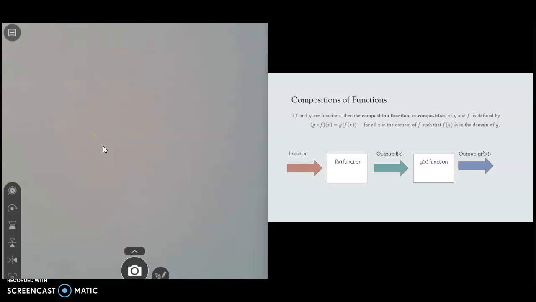Hi, welcome back to section 9.3. The next thing we're going to look at is compositions of functions. So what's going to happen here is we will have a couple of different functions. So let's call them f and g.